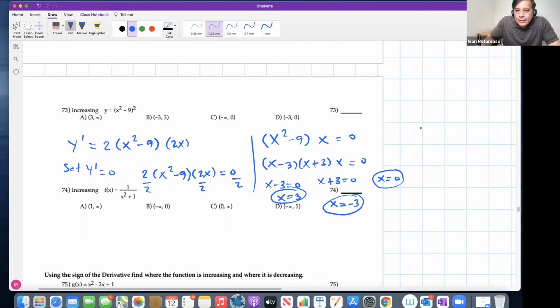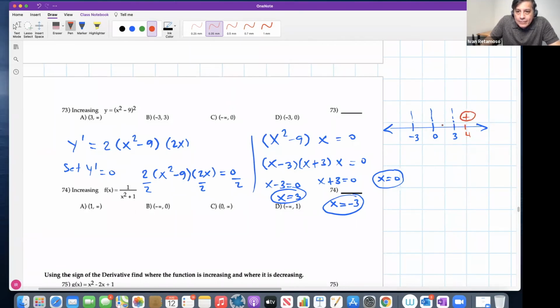Very good. Now, these critical points must be placed on the number line, right? 0 in the middle, -3, 3. Then you are supposed to use test points, right? I'm going to do this quickly. When you use a test point and put it into your derivative function, which is this, right? Notice this will be positive, right? So positive here.